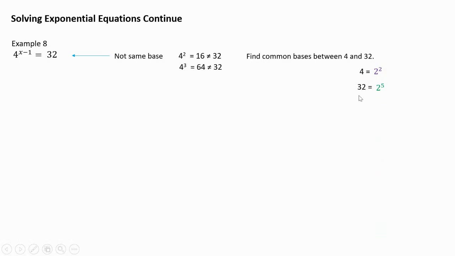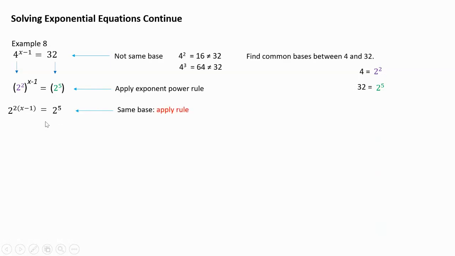So I'm going to substitute 2 squared for the 4 and bring down the exponent. And I'm going to substitute 2 to the 5th power for 32. Now here on the left, I'm going to apply the exponent power rule. Right, so that means when you have a power to a power, you multiply the powers. So this is what we have, right? And now on the right, we have 2 to the 5th power. Now, do they have the same base? Yes, they do. So now we can apply the rule. So when you have the same base, the rule states that the exponents must equal each other.